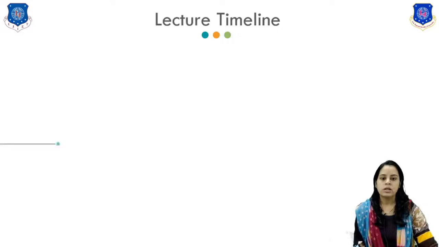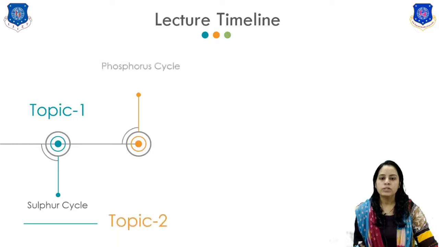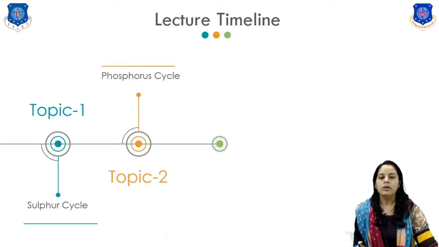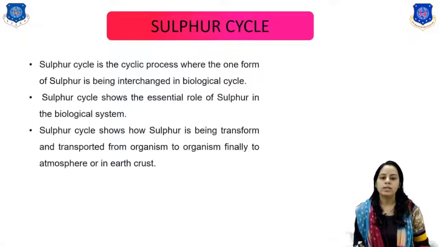We are discussing three topics. Topic number one is the sulfur cycle, topic number two is the phosphorus cycle, and topic number three is the effect of human activities on the environment. Right. First of all, we start with the sulfur cycle.